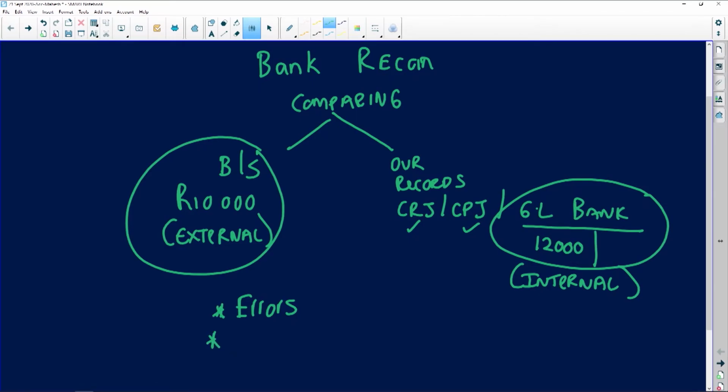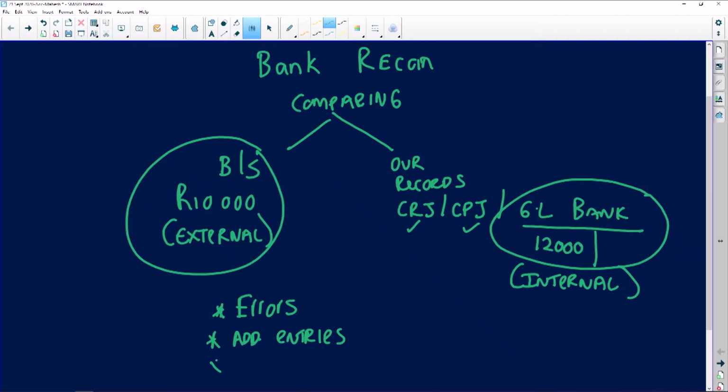Then there could be additional entries that we have not recorded or the bank has not acknowledged on the bank statement. There could be omissions. The bank could have left out certain items, we could have left out certain items. So we basically do this reconciliation as an internal control over cash.